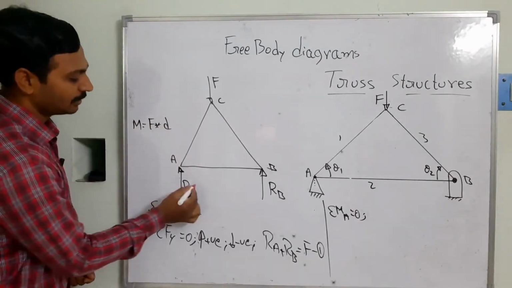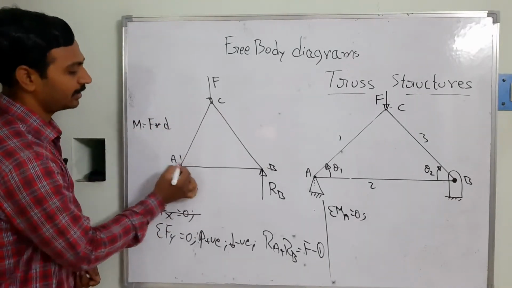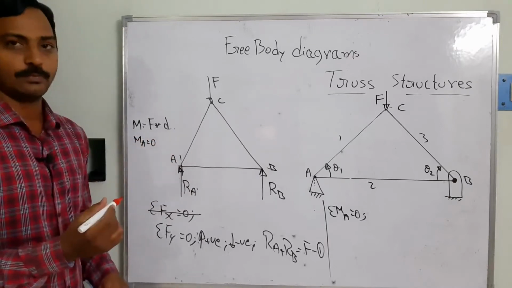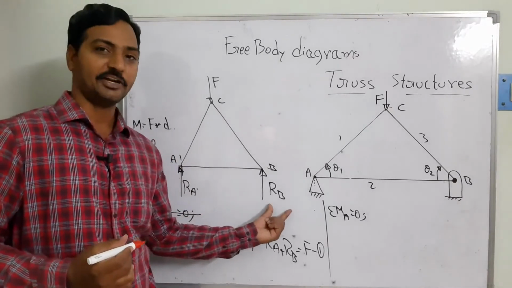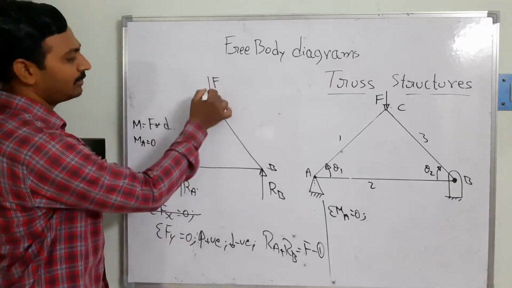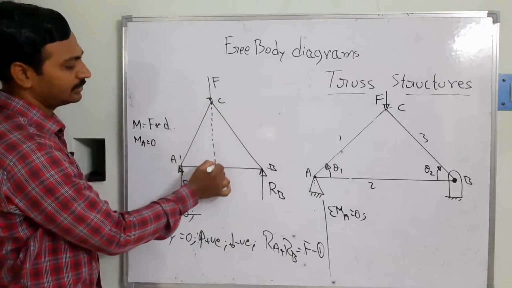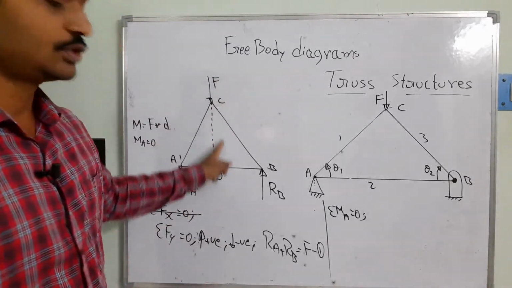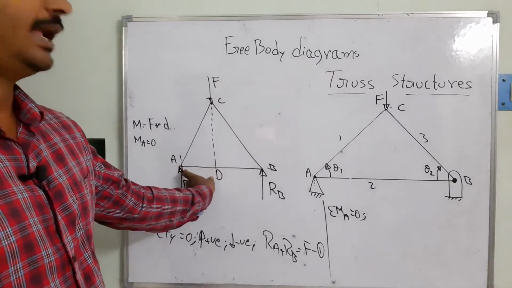If I say the force is there but there is no perpendicular distance, automatically the moment at A is going to be 0. But RB is acting at a certain distance, that is the perpendicular distance, the AB distance. Similarly, when I take the line of action of the force, it is going to intersect at a point I am going to call D. That means the line of action of this force is acting at a distance of AD.